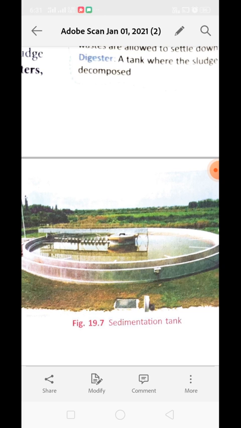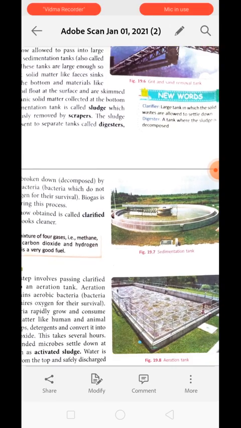Now from the water we have removed the bigger particles, bigger substances. We have removed grit and sand. We have also removed the sludge. Now the water is what? Clarified water. Before we proceed, just understand what is biogas.